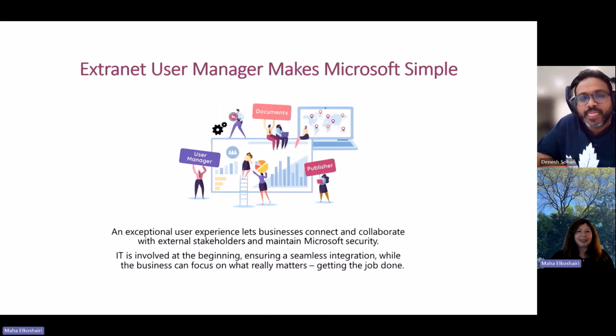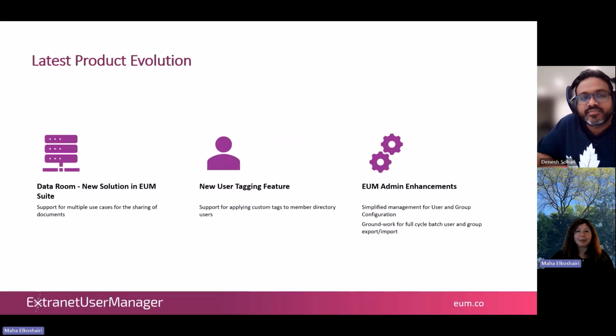So today we are going to be continuing the theme of making Microsoft simple with all the features that are available in the Extranet User Manager. Today we're going to take you through the features that we made available on the EUM 6.1 release. These features really focus around three things. So the first one is the data room. And data room is really a secure place where you can store your files.